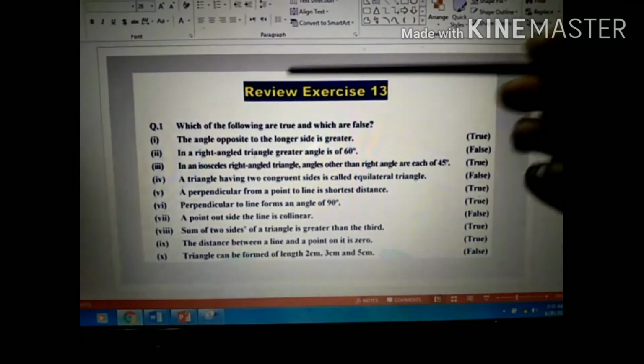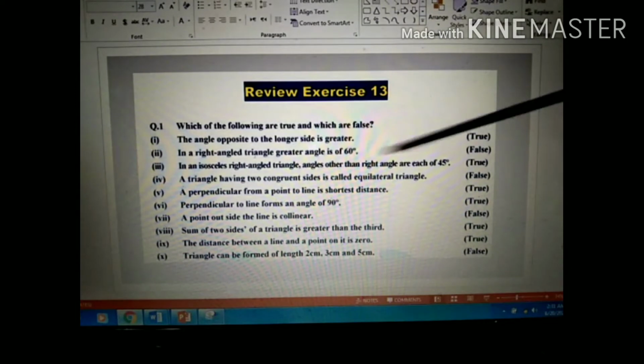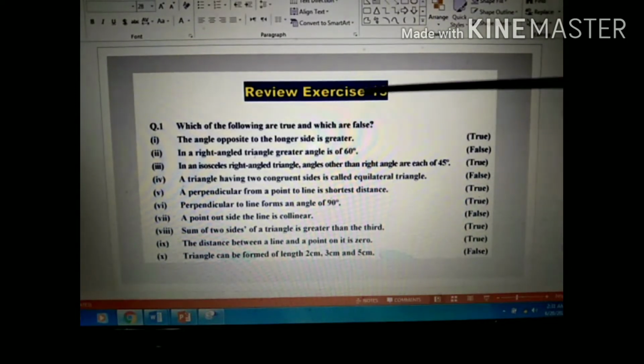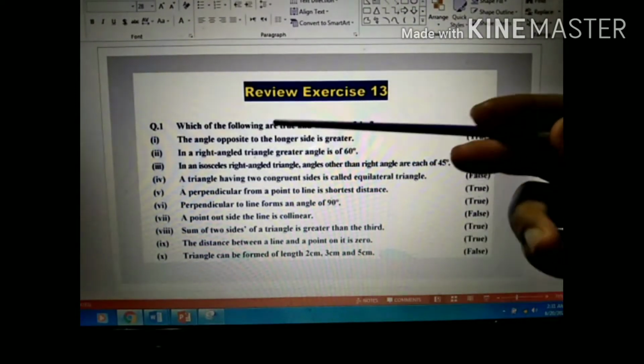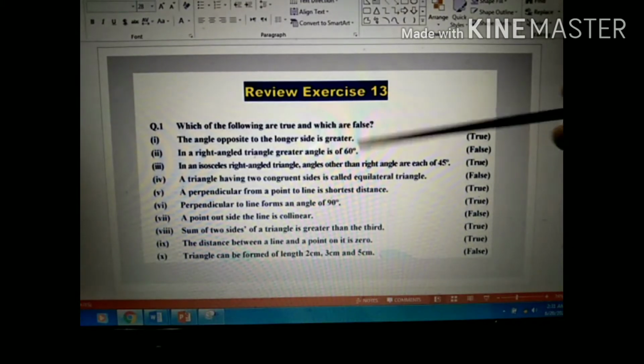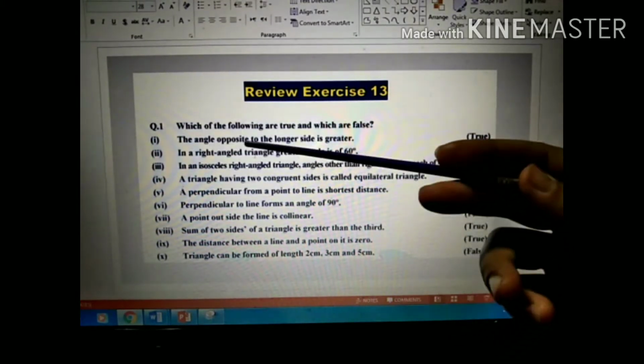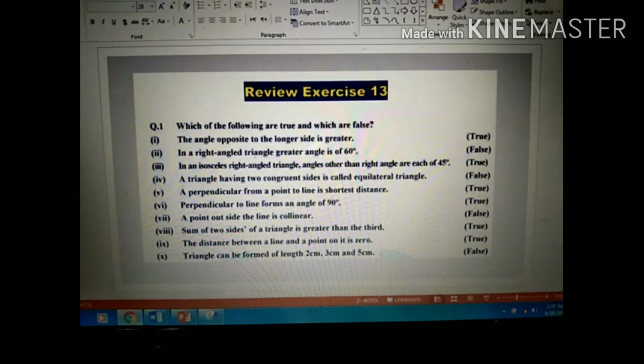Now true and false. Sorry, not MCQs. It is review exercise 13. Which of the following are true and which are false? The angle opposite to the longer side is greater. It is true. Okay, how is it true?